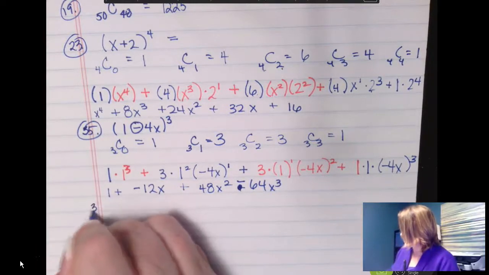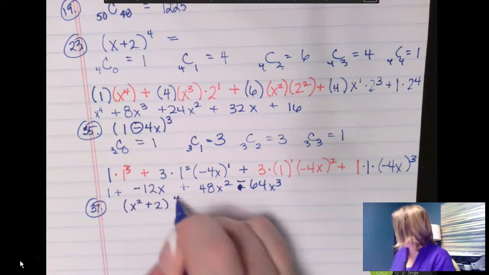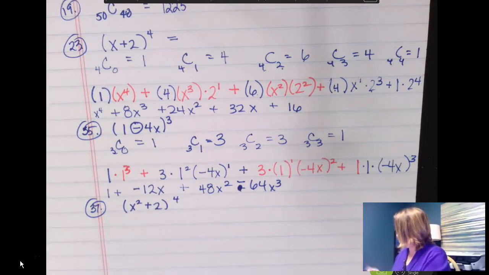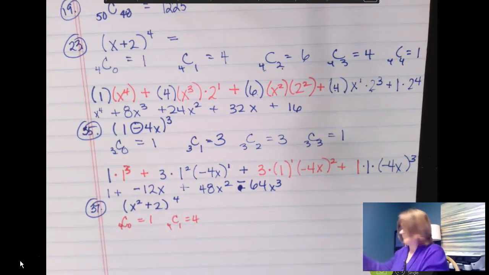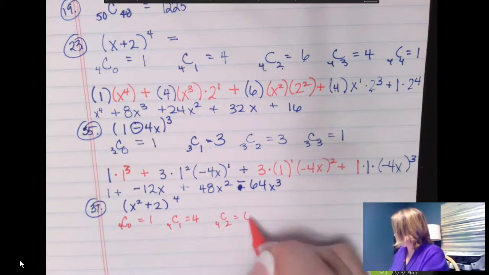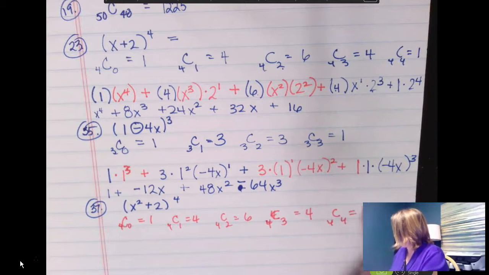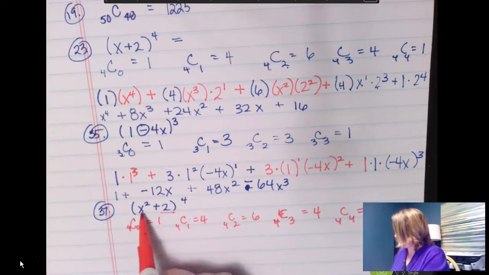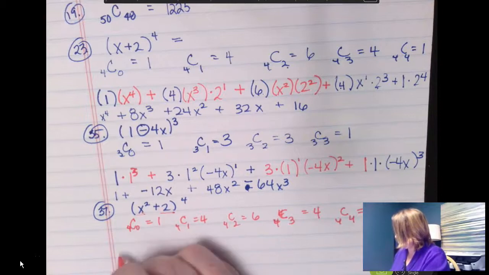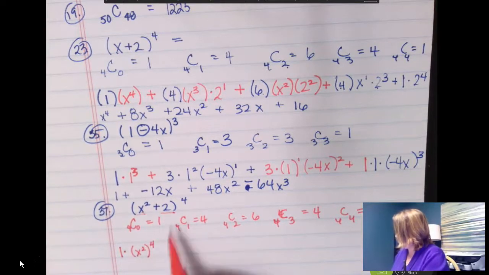Okay, so let's take a look at number 37 and see how this one's different. So we've got x squared plus 2, and all of that is to the 4th. So again, we're going to list our binomial coefficients. We've got 4 and 0 is 1, 4 and 1 is 4, 4 and 2 is 6, 4 and 3, combination of 4 things 3 at a time is 4, and 4 things 4 at a time is 1. And so then we have an a and a b here, and a is x squared. So I'm going to do my binomial coefficient, 1 times a to the 4th, so that's x squared to the 4th. And then b is 2, and there's none of those in the first term.